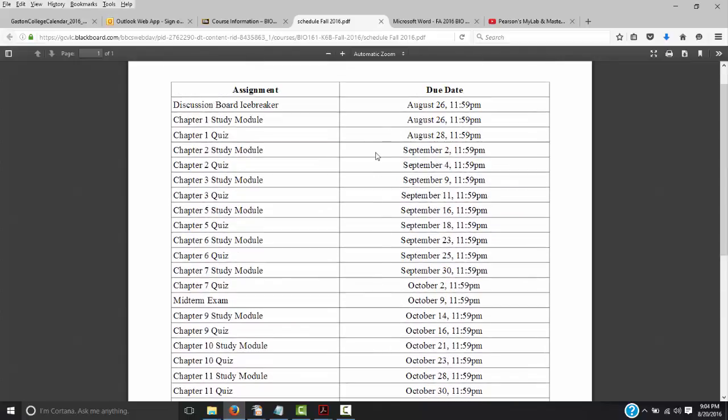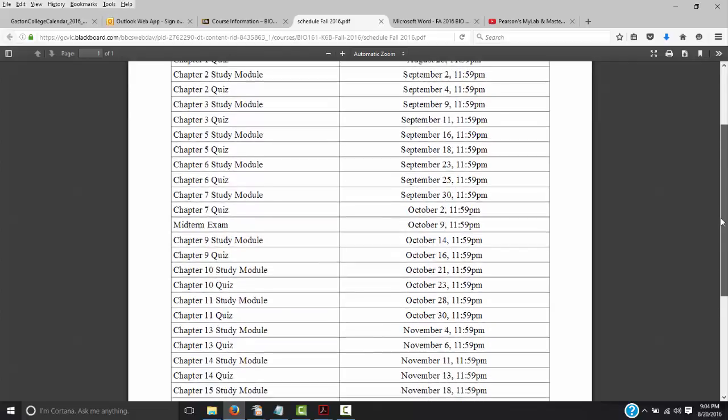And if you follow the dates, you'll notice that the modules are always due every Friday night, then the quizzes are due by every Sunday night. You can submit them before those days, which is fine, but the latest you can turn them in are on those deadlines. So by this Friday, you have 2 assignments. You have the icebreaker on the discussion board, and also the chapter module, both due before midnight on Friday.